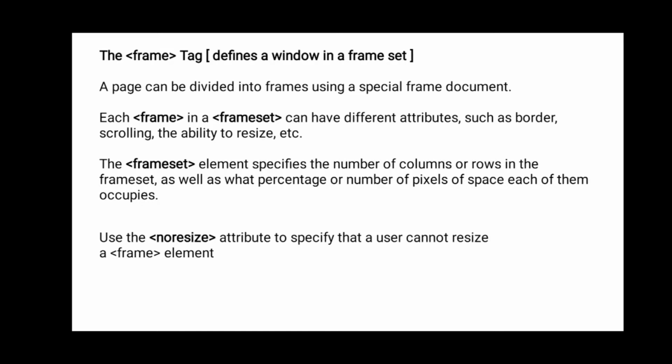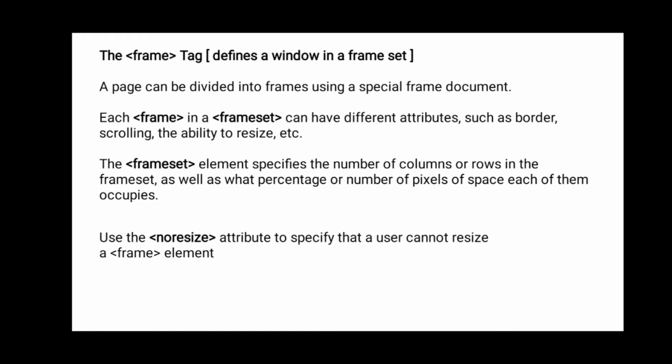Frame tag. A page can be divided into frames using the special frameset document. The frame tag defines one specific window frame within the frameset tag. Each frame in a frameset can have different attributes such as border, scrolling, ability to resize, etc. The frameset element specifies the number of columns or rows in the frameset, as well as the percentage or number of pixels of space each of them occupies. The frameset tag is not supported in HTML5.